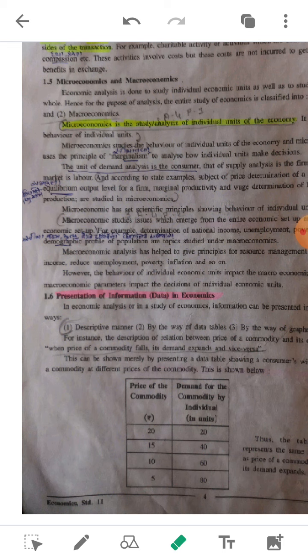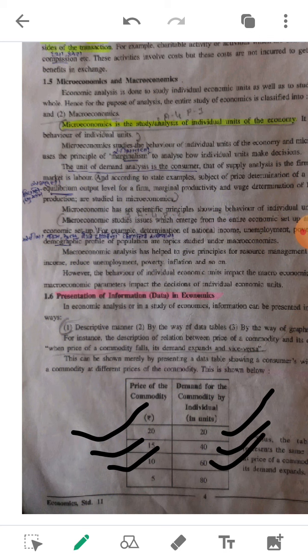See the table here. You can see clearly. First, when the price is 20 rupees, demand is 20 units. When price decreases to 15 rupees, demand increases to 40 units. When price decreases more, to 10 rupees, then demand increases to 60 units. And finally, when price decreases to 5 rupees, then the commodity demand increases to 80 units. This you can see clearly in this table.